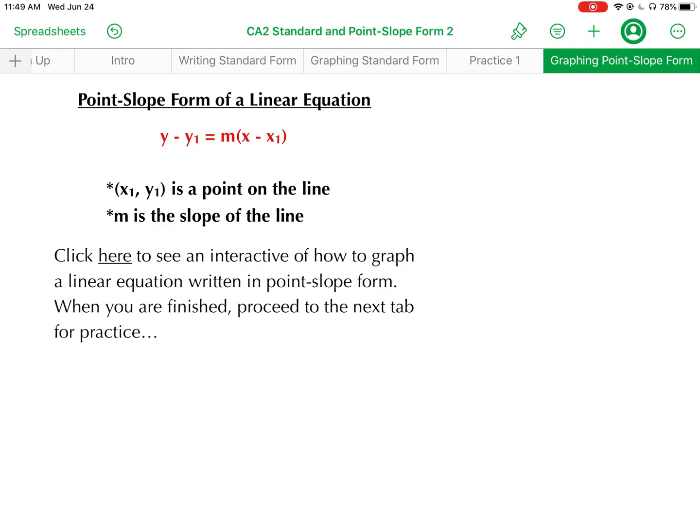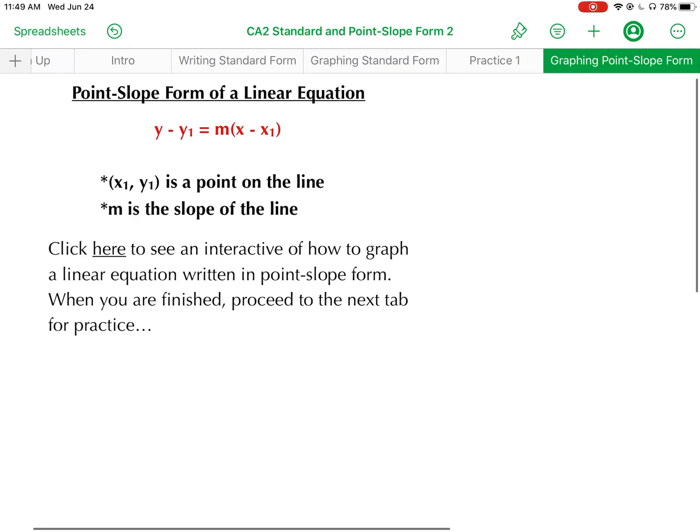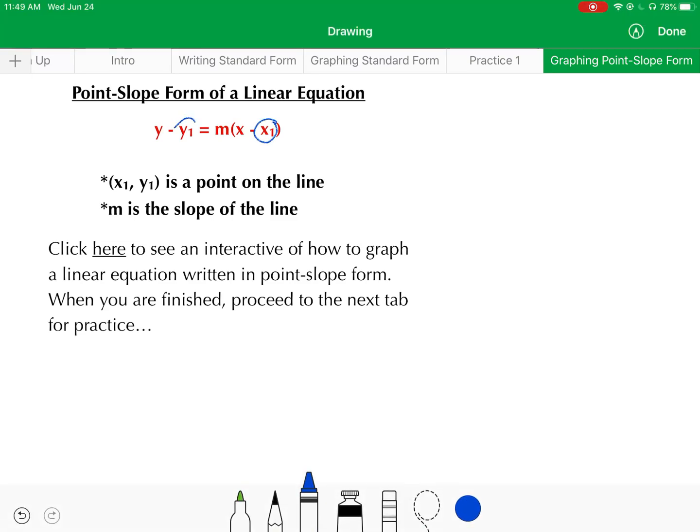And the reason it's called point slope form is because just by looking at this equation, I can tell one point on the line as well as the slope of the line, okay? So the values in position of x sub 1 and y sub 1 are going to tell you the coordinates of a point on the line. And then, of course, m is going to tell you the slope of the line.